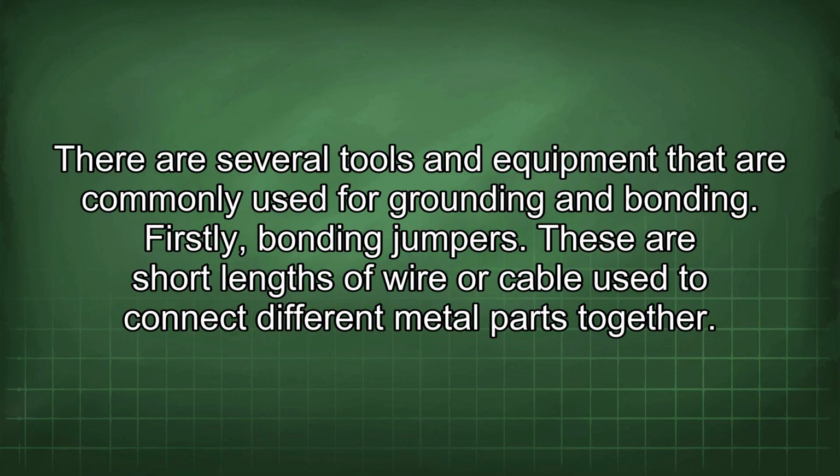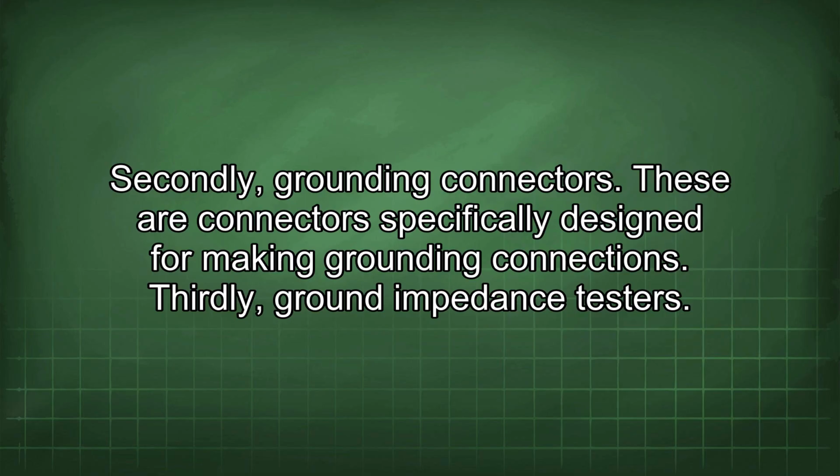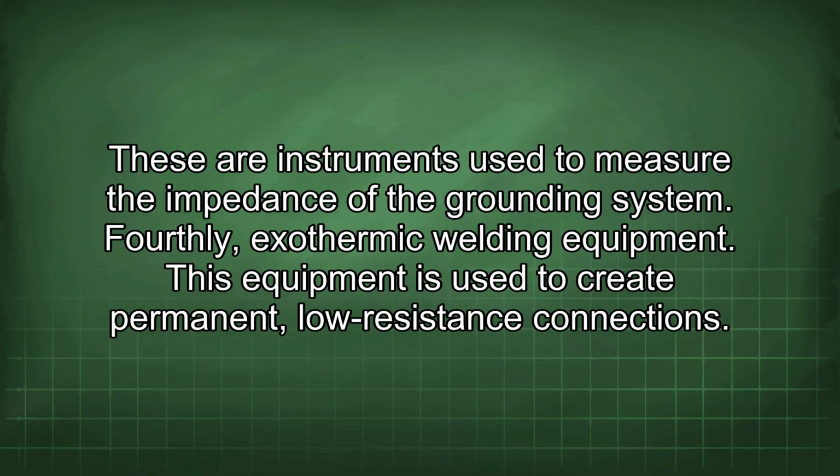There are several tools and equipment that are commonly used for grounding and bonding. Firstly, bonding jumpers. These are short lengths of wire or cable used to connect different metal parts together. Secondly, grounding connectors. These are connectors specifically designed for making grounding connections. Thirdly, ground impedance testers. These are instruments used to measure the impedance of the grounding system. Fourthly, exothermic welding equipment. This equipment is used to create permanent, low-resistance connections.